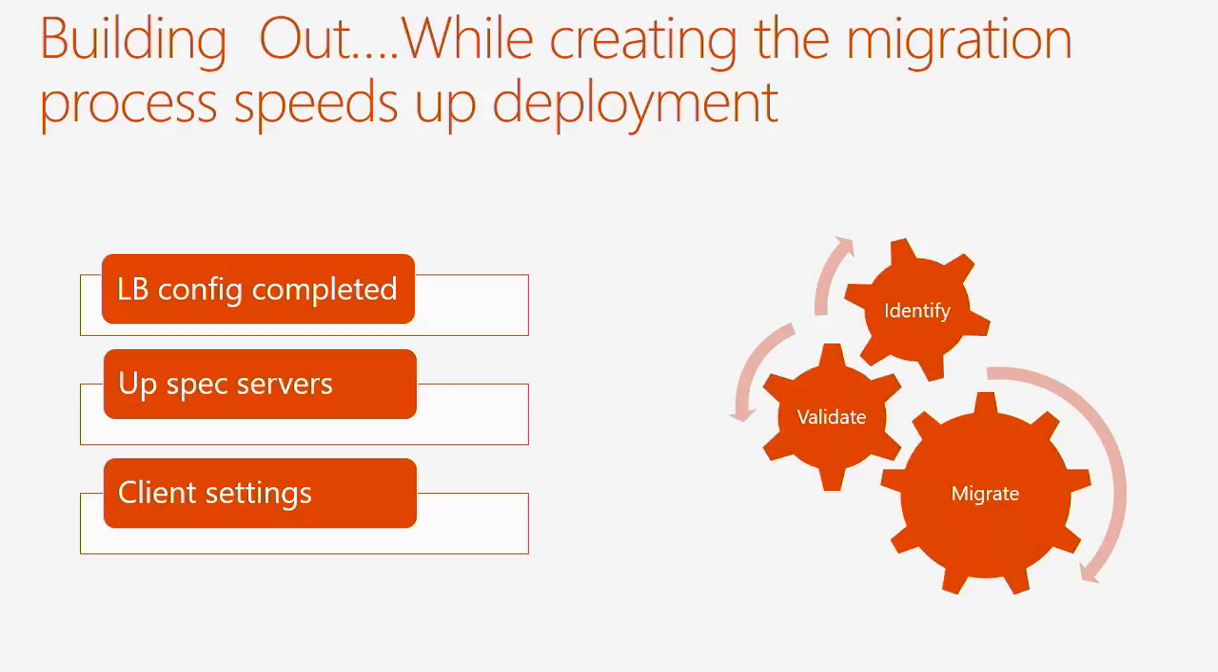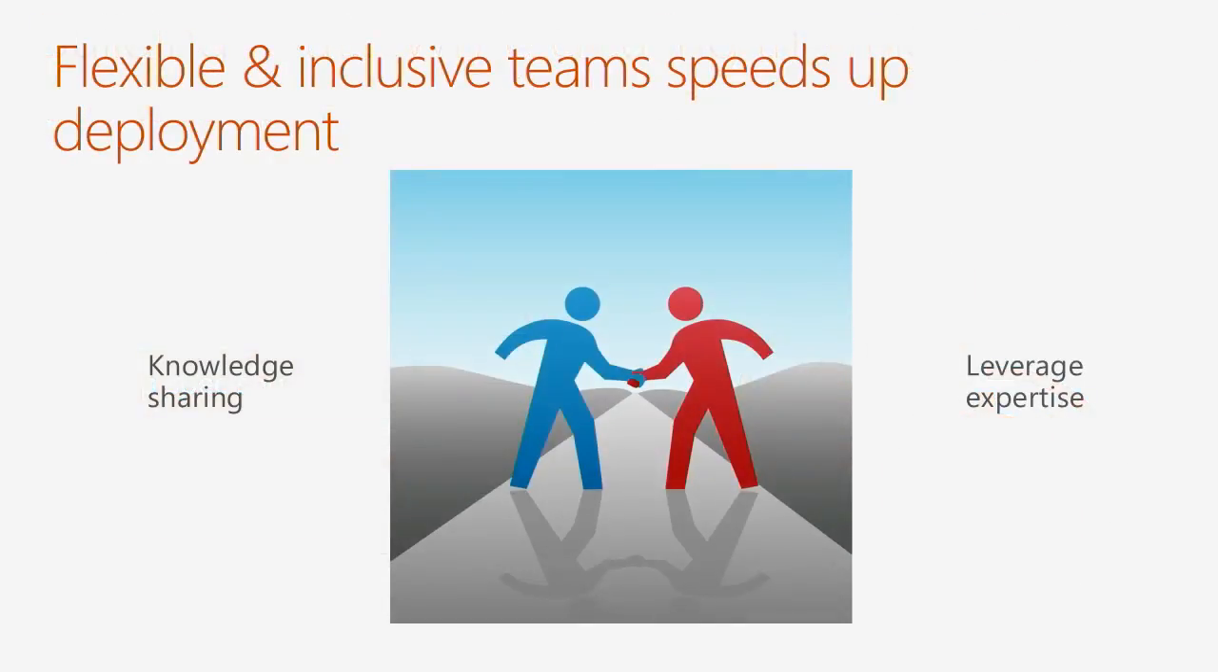Another way that we were able to go fast is to use the flexible and inclusive team. So we've talked about how we brought in the load balancing team and the firewall team. Well, in this phase, we brought in our service desk team and our end user provisioning team, because they were actually the ones who were going to lead our migration for us. And this has a couple of really good benefits for going fast. The first thing is that it is knowledge sharing.